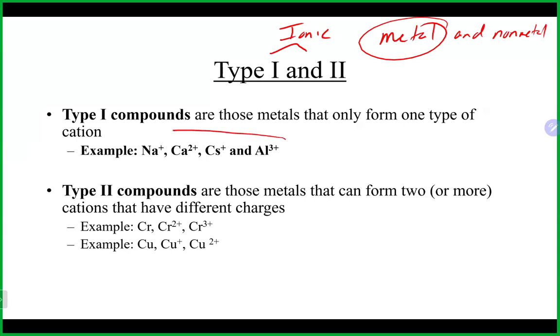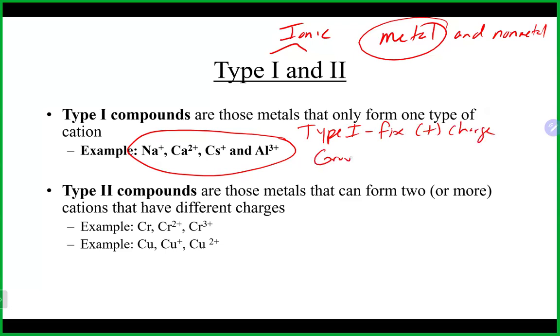It is what we see here. A type 1 metal has a fixed positive charge, and that is our group 1, 2, and 3, plus zinc, cadmium, and silver. What that means is it doesn't matter who they're bound to or how many they're bound to. Sodium will never be anything other than a +1 charge. It is fixed. It doesn't matter the situation. There's always that charge. And that is different than type 2 compounds.